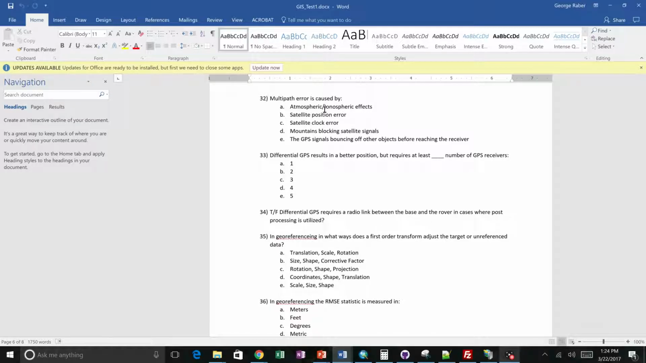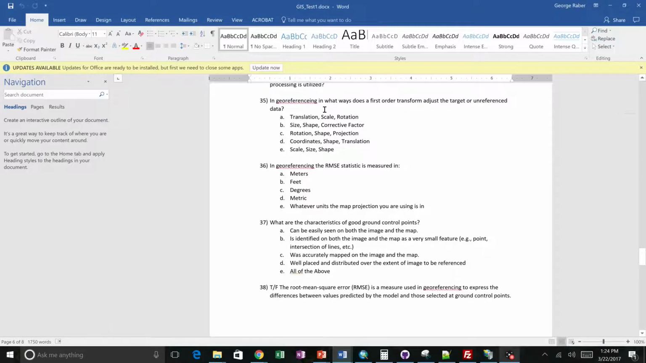Okay, number 33, differential GPS results in better position, but requires at least a number of GPS receivers. Okay, that's 2. Differential GPS requires a radio link between the base and the rover in the case where post-processing is utilized. The answer there is false. You can have a link, which will give you a real-time differential, but you don't have to. All right, 35.